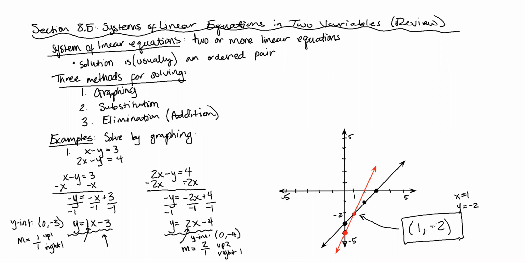All right, let's go ahead and look at one more graphing problem, and then we'll take a look at some substitution. So number 2 here, we're given 2x plus y equals -5, and negative x plus 3y equals 6.